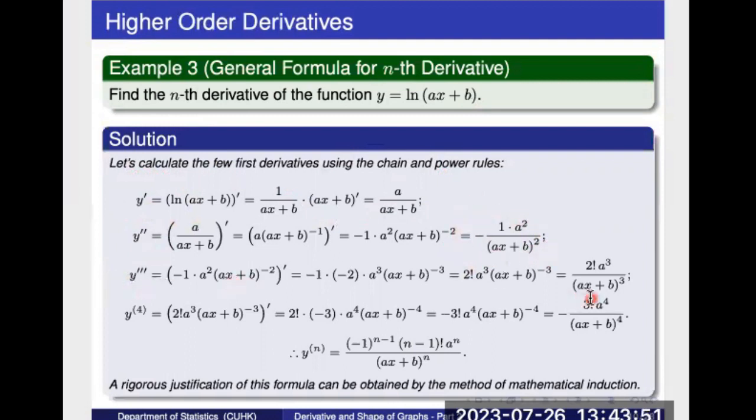The third derivative is positive 2 factorial times a cubed over ax plus b cubed by applying the chain rule and power rule again. In general, we can see that the nth derivative is negative 1 to the power of n minus 1 times n minus 1 factorial times a to the power of n over ax plus b to the power of n. This allows us to bypass computing each lower order derivative separately.